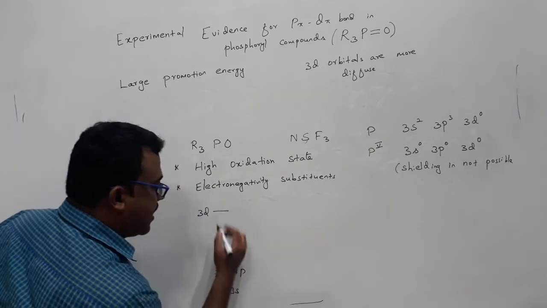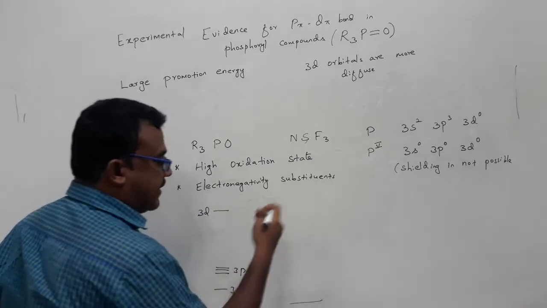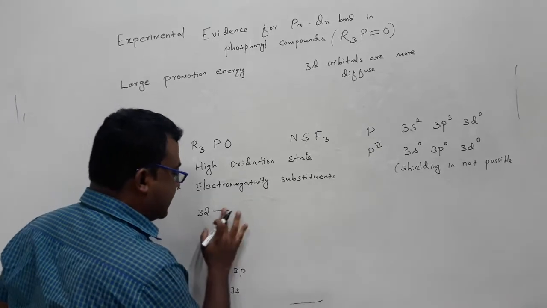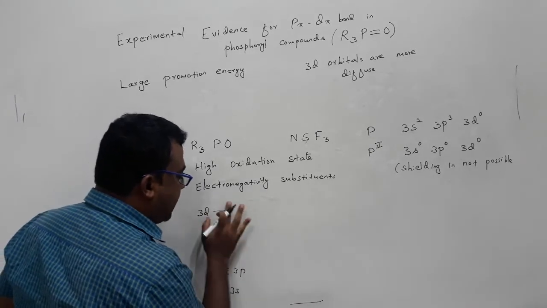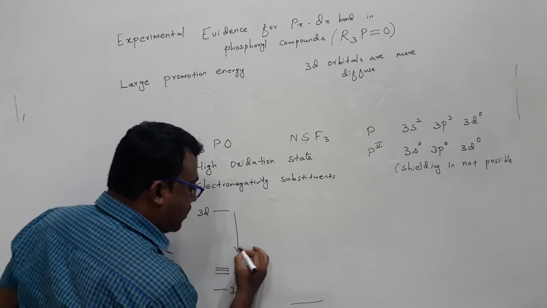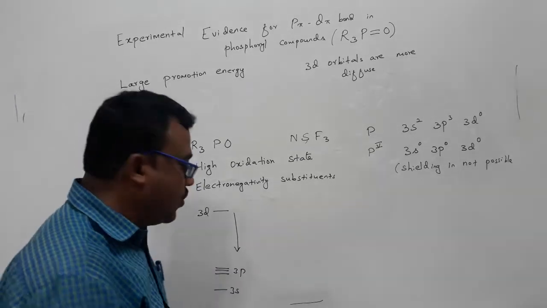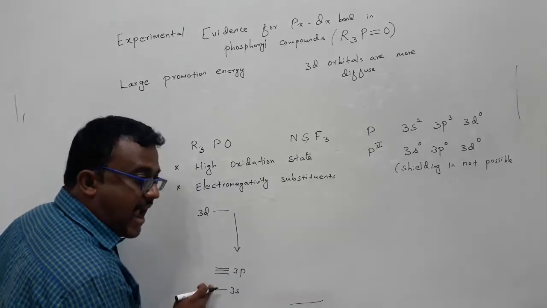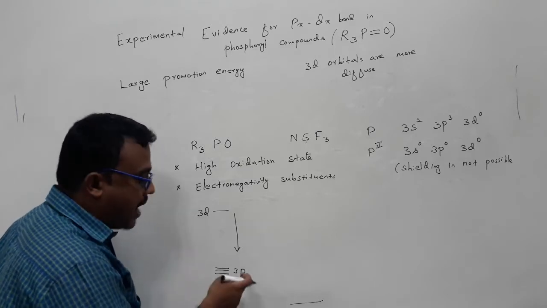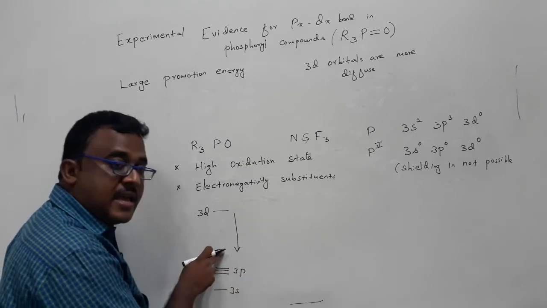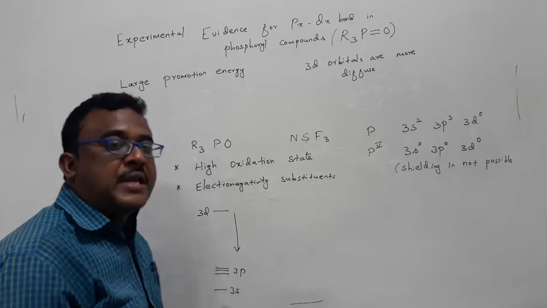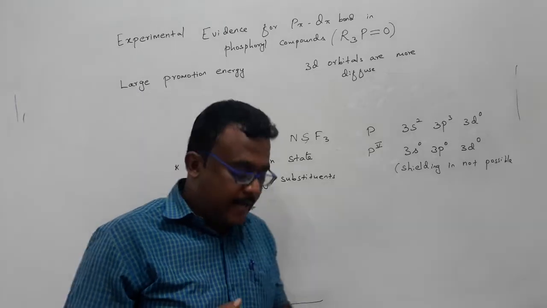So what happens? When you put an element in the highest oxidation state, this orbital energy can come down. The promotion energy is now getting lower. So one of the s electrons or p electrons can move to the empty d orbitals to be involved in d pi p pi bonding.